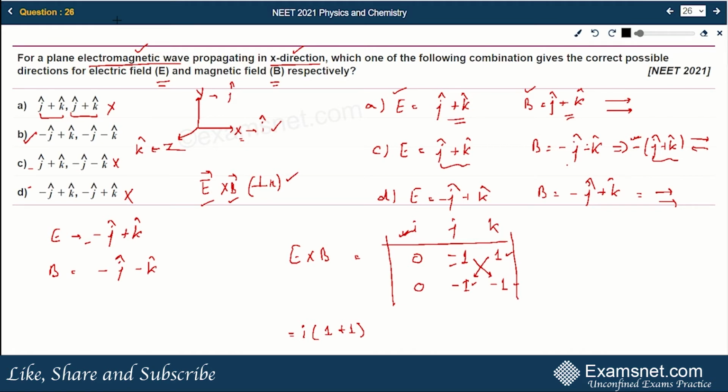Okay. Then we have to find out the J component. So the J component will be what? We'll hide the column J and cross multiply I and K. Since there are two zeros on this side, it will be 0. Similarly for the K component, it will be 0. So at last we'll get 2I. Can you see that only the I component is there? That means the wave is moving in the X direction. Okay. So option B will be your correct answer.